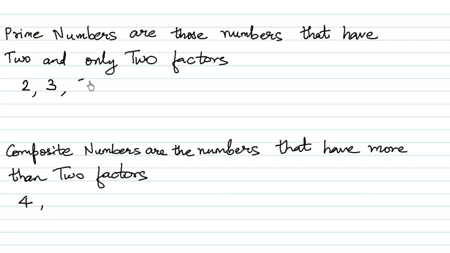What about 5? Yeah, 5 is again a prime number because 5 comes in the table of 1 and 5 and no other number. And what about 6? 6 is a composite number because 6 comes in the table of 2 also. So it has more than two factors. And what about 7? 7 comes in the table of 1 and 7 only. So 7 is a prime number. What about 8? 8 is a composite number. It comes in the table of 2 also and 4 also.